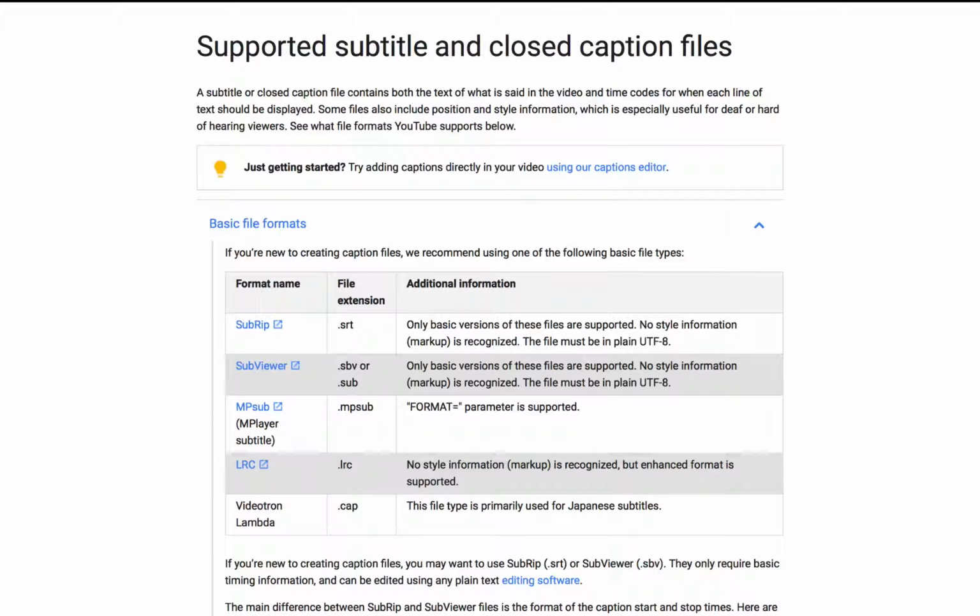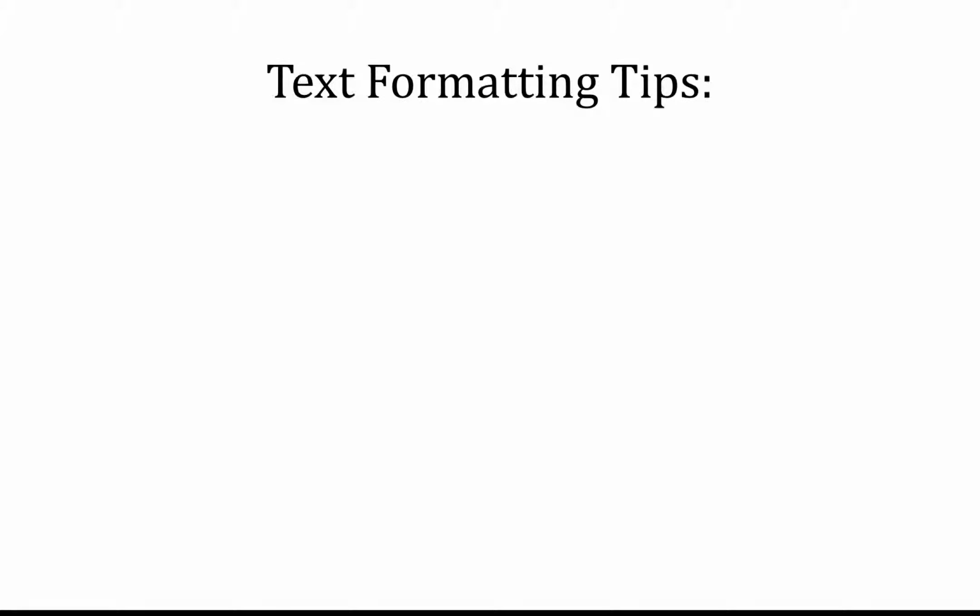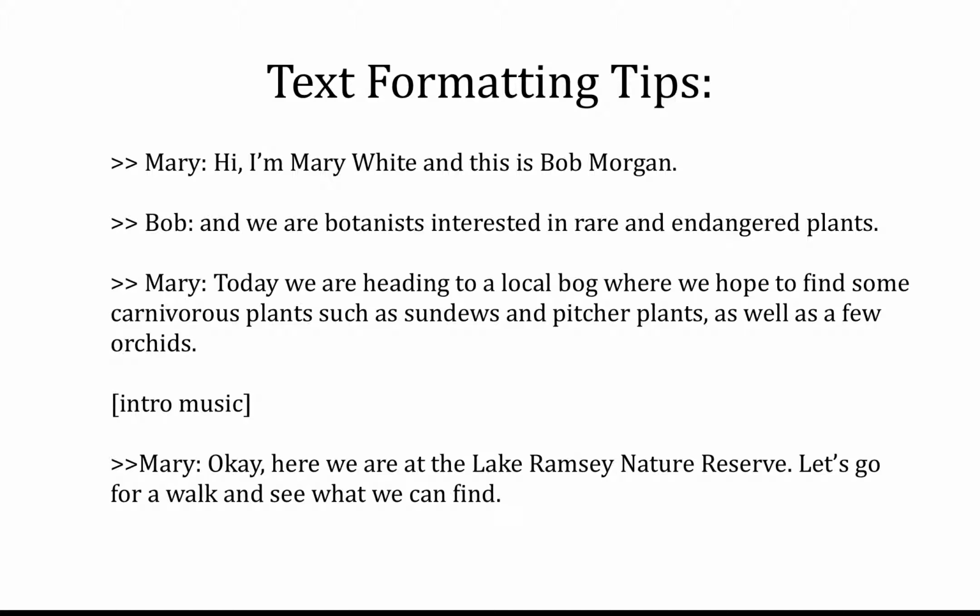You want to format your text to minimize the need for corrections later. See this example. First, type out each caption separately. Second, use a blank line to force the start of a new caption. Use square brackets to identify background sounds such as music. And finally, add a double greater than symbol to designate a change of speaker.